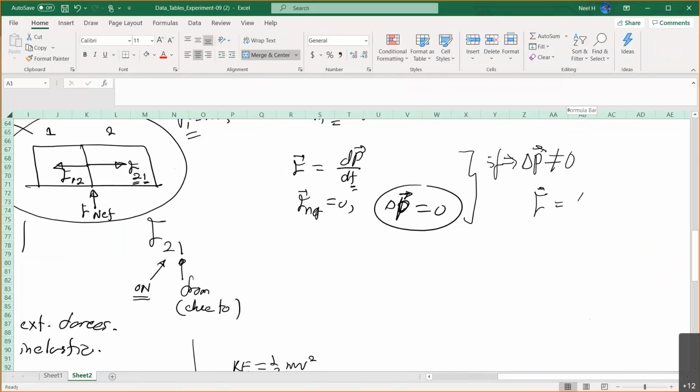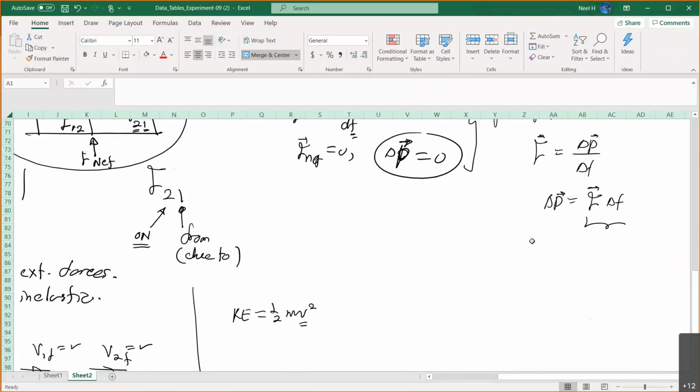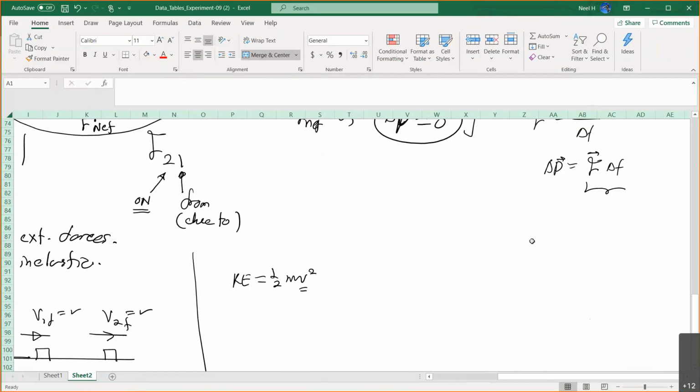Net external force is delta P over delta T, which means I can simply say delta P is equal to force times delta T. This force times delta T is what we call the impulse. What happens during the collision? There can be a force acting on the object, but that force can act rapidly and then disappear immediately, within a few milliseconds.